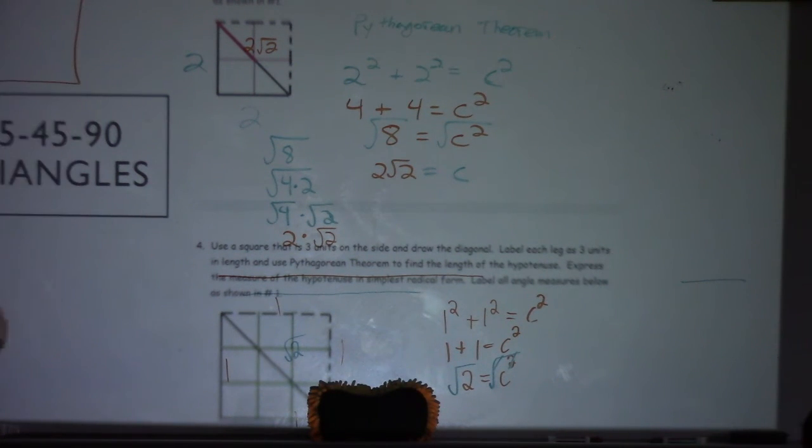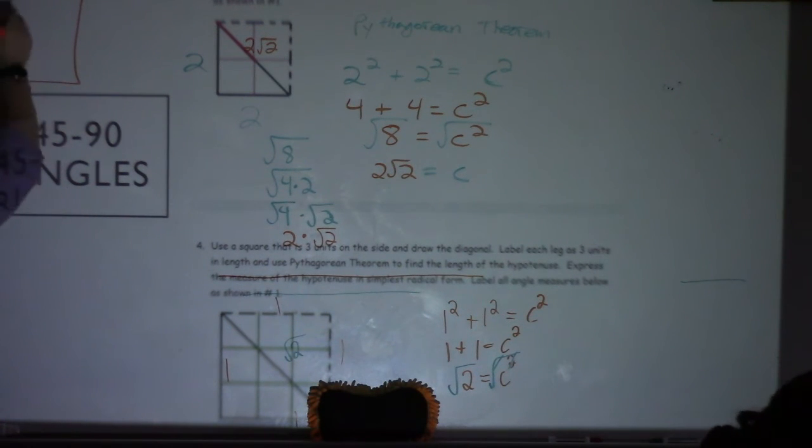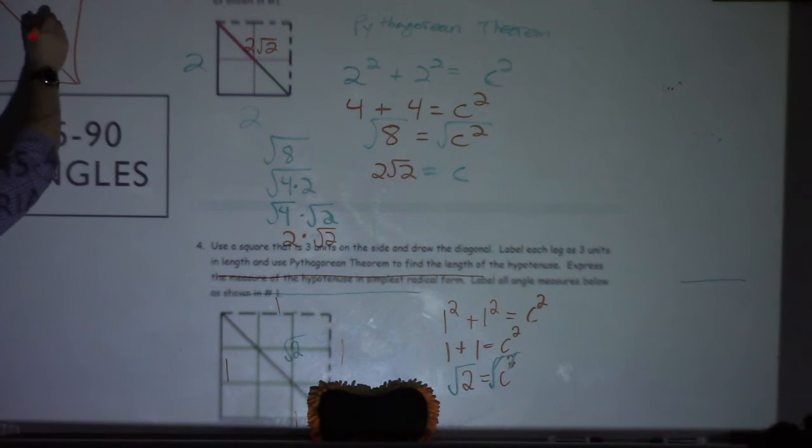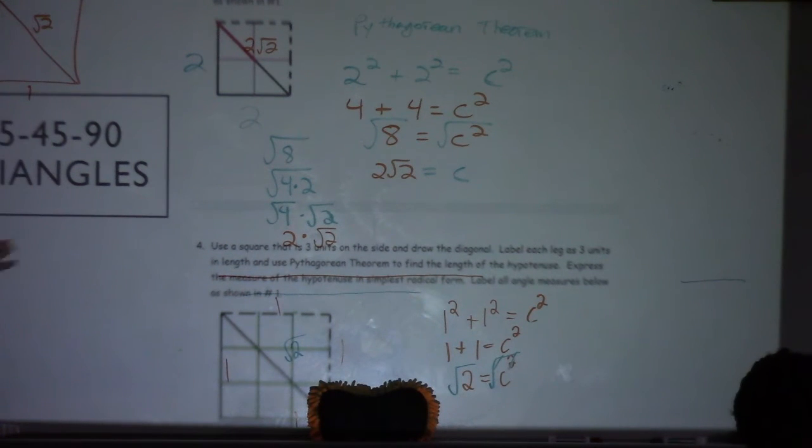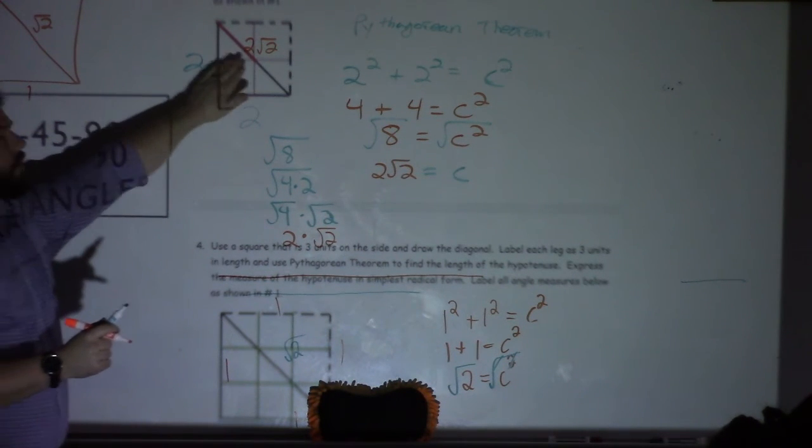So, we're about to go into the next one. But I want you to see, is there a pattern? Hold on, don't say anything out loud yet. I want you to work within your group for 60 seconds. When it was sides 1 and 1, we got the square root of 2. When it was sides 2 and 2, we got 2 square root of 2.